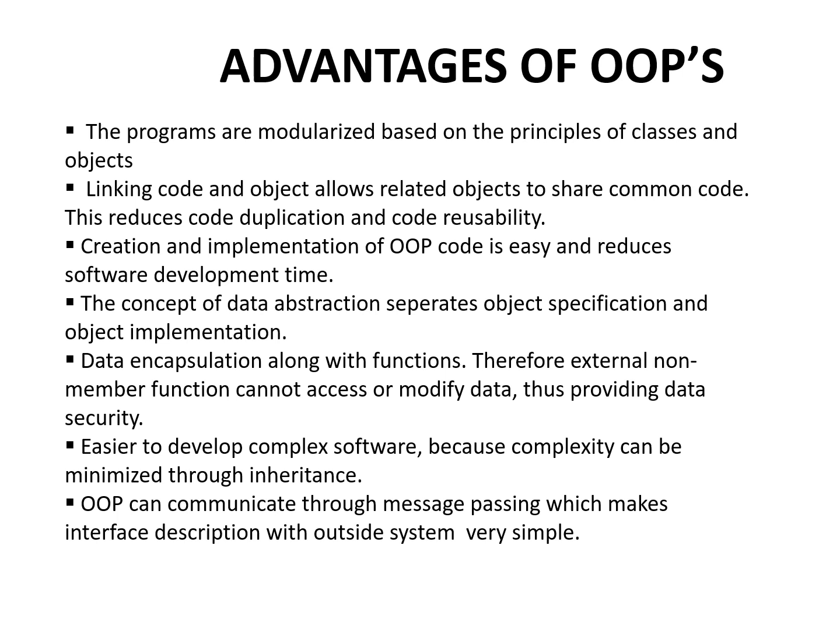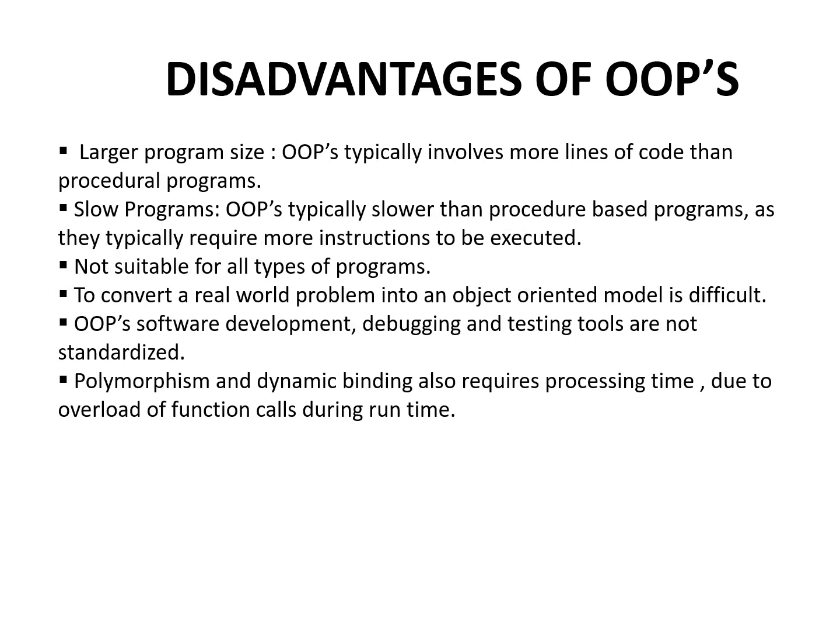It's easier to develop software. Even if it is difficult software, it is easy. How? Because we can implement it through inheritance. Objects can communicate through message passing, which makes the interface descriptions with the outside of the class. And next, we'll see the disadvantages of OOPs.